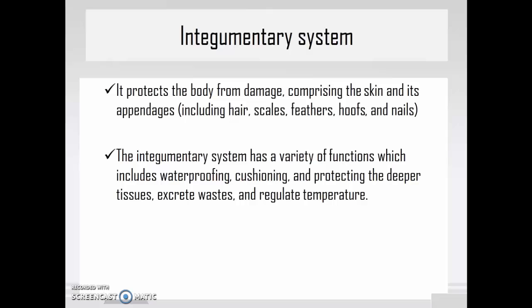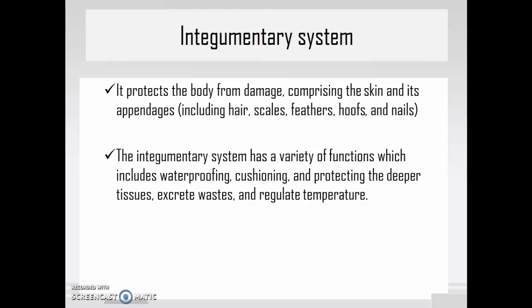During summers we have to get rid of excessive heat, and during winters we have to conserve heat, so that is done by the skin only. And if we cannot get rid of excessive urea or carbon dioxide in the body, again we won't be able to maintain homeostasis. So the skin has an excretory role to play. It maintains homeostasis by regulating body temperature, excreting wastes, and it also protects the deeper tissues. All our organs are very delicate.